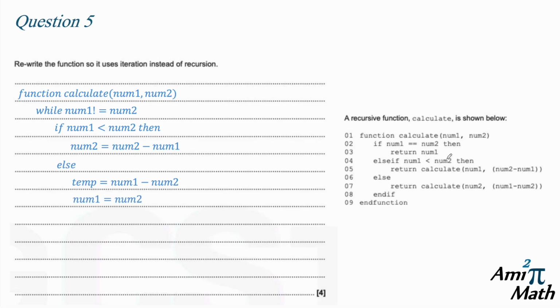num1 equals num2, and num2 equals temp, end if. So basically what we've done here is, obviously if this number is less than this number, then it will just do second number minus first number, and vice versa if it's the other way around. And end function, of course.